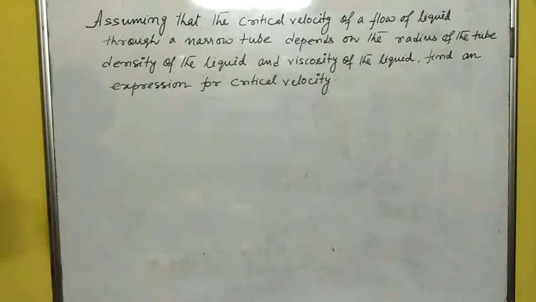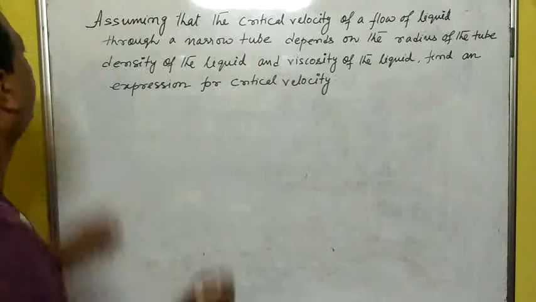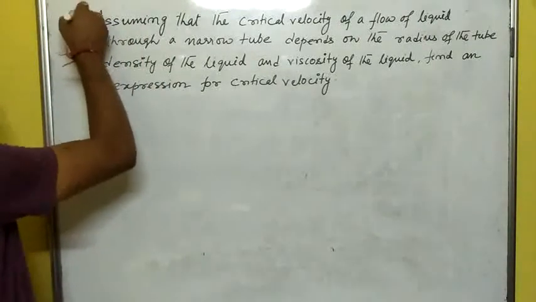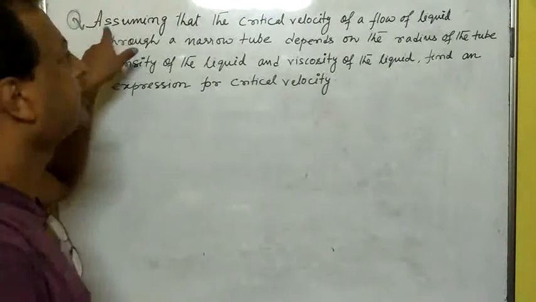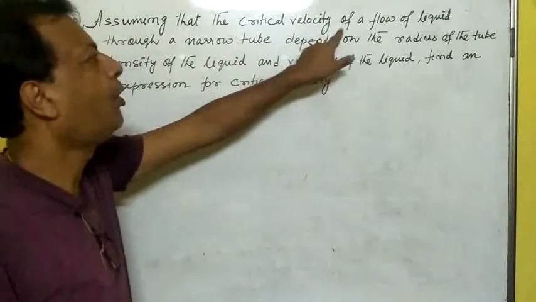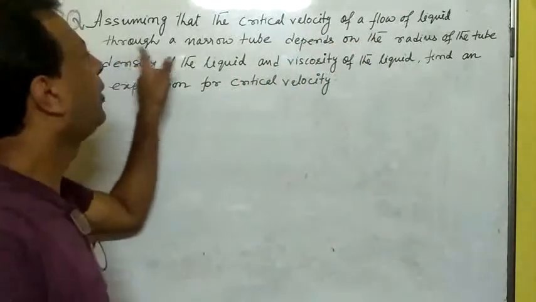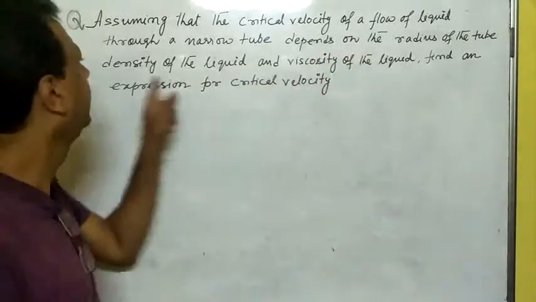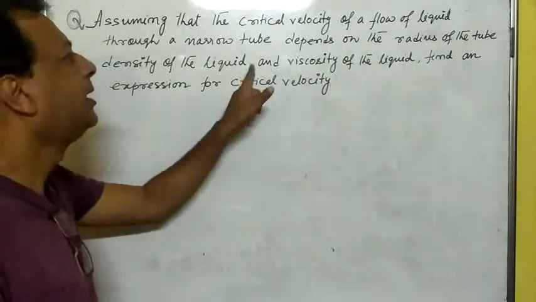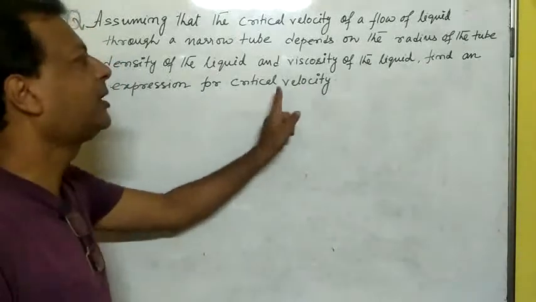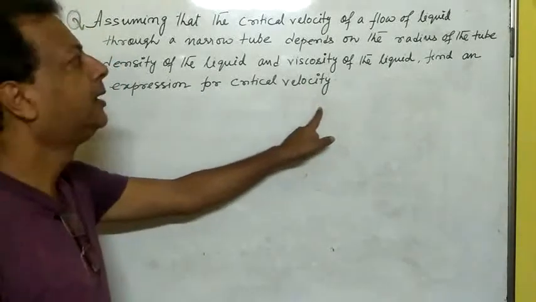Now let us try another example. The example question is like this. The question is: assuming that the critical velocity of a flow of liquid through a narrow tube depends upon the radius of the tube, density of the liquid, and viscosity of the liquid, find an expression for critical velocity.